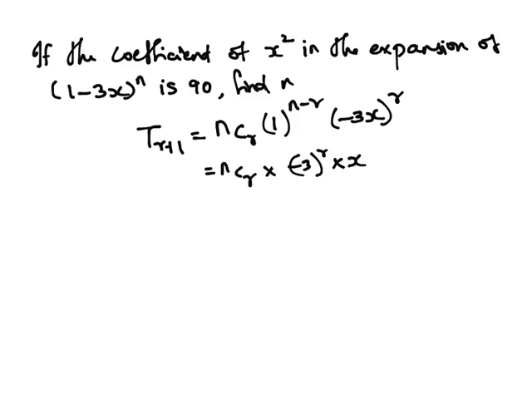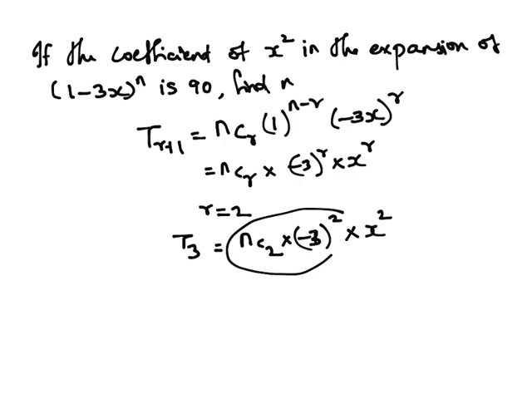Now it's given that the coefficient of x squared is 90. Now if I need x squared, then r has to be 2, isn't it? So basically I'll get t3 equal to nC2 into minus 3 whole raised to 2 into x power 2. Now this, you see here, is actually the coefficient of x squared, isn't it, students?